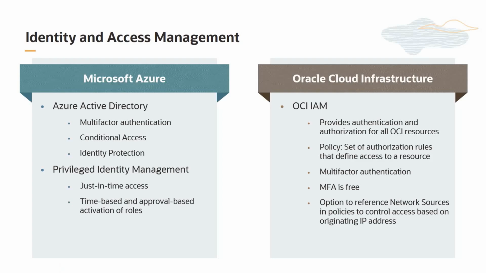OCI has Identity and Access Management Service that provides various constructs like policies and dynamic groups. It also provides multi-factor authentication, and there are no charges for using this feature. You can also reference network sources in your policies to restrict access based on a certain source location.